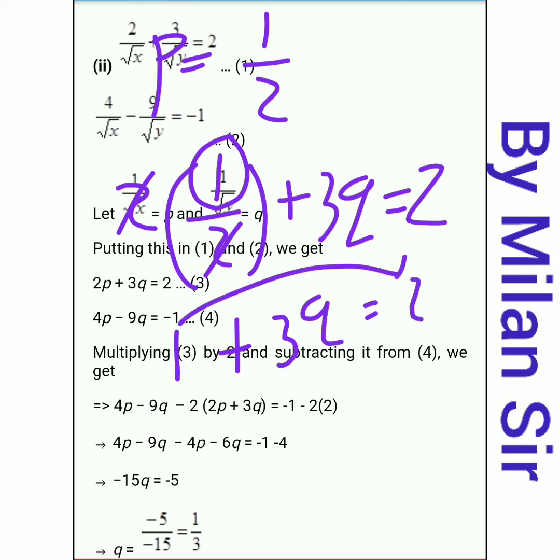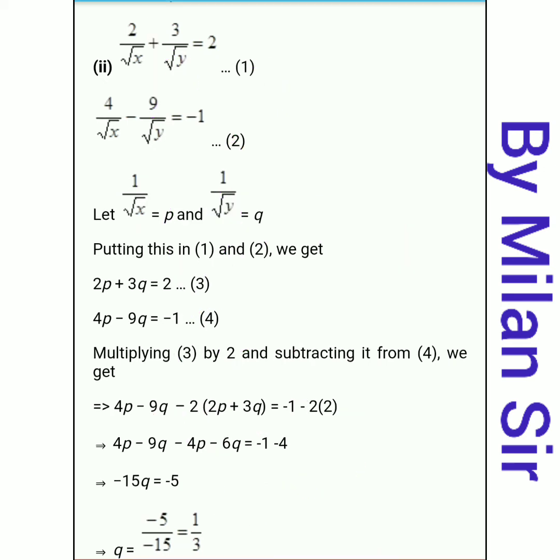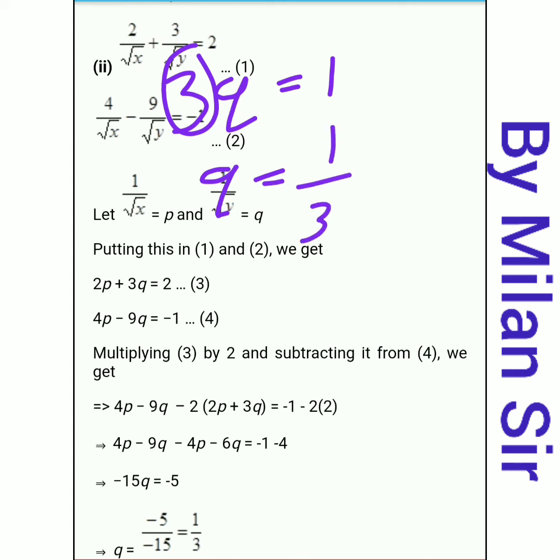Transfer this 1 to the right hand side. Okay, here 2 is already there. Plus 1 becomes minus 1. So 3q is equal to 2 minus 1. It is 1. Now 3q is equal to 1. Transfer this 3 to the right hand side. It goes to the denominator. Okay, so q is equal to 1 by 3.